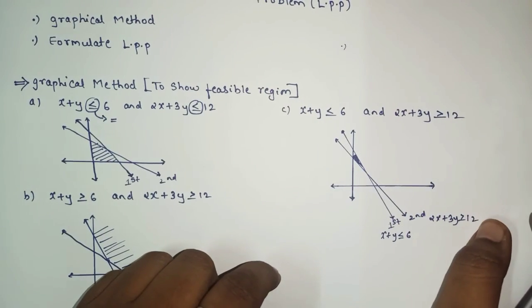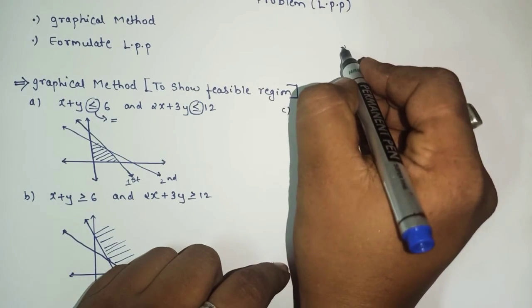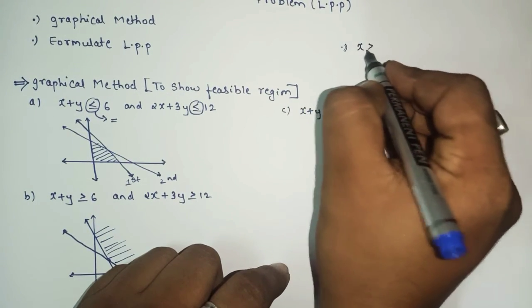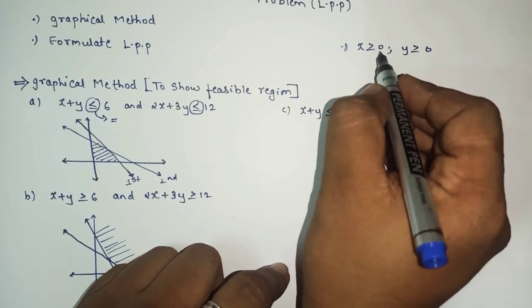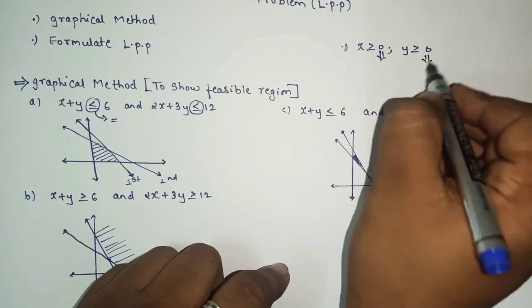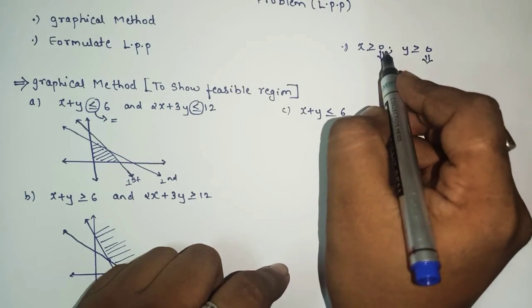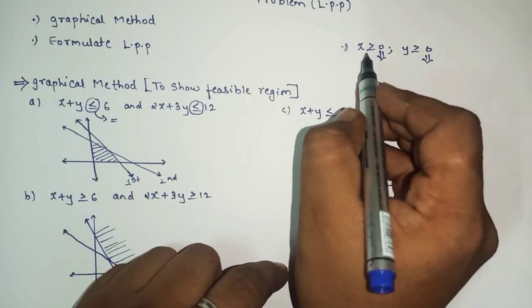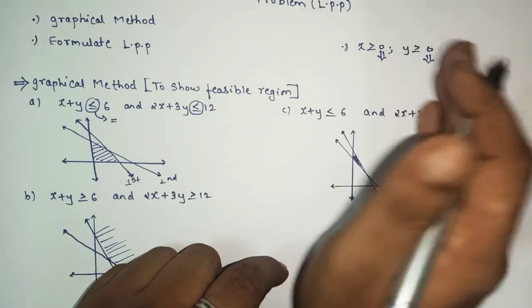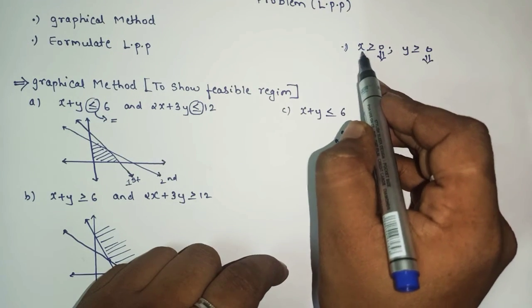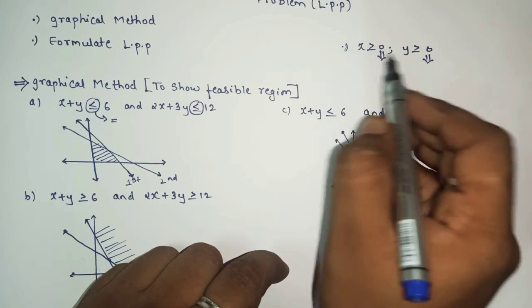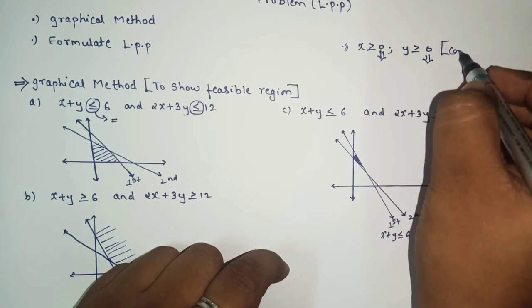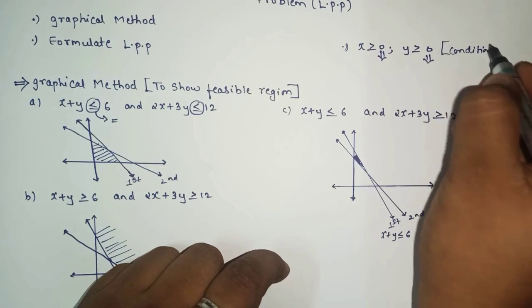So here they will use one condition like this: x greater than equal to 0, y greater than equal to 0, meaning on the right hand side you will have 0. If you have the numbers, it's okay. Whenever you see this condition in any equation, x greater than equal to 0 and y greater than equal to 0, actually it is not an equation, it is a condition. Remember this as a condition.